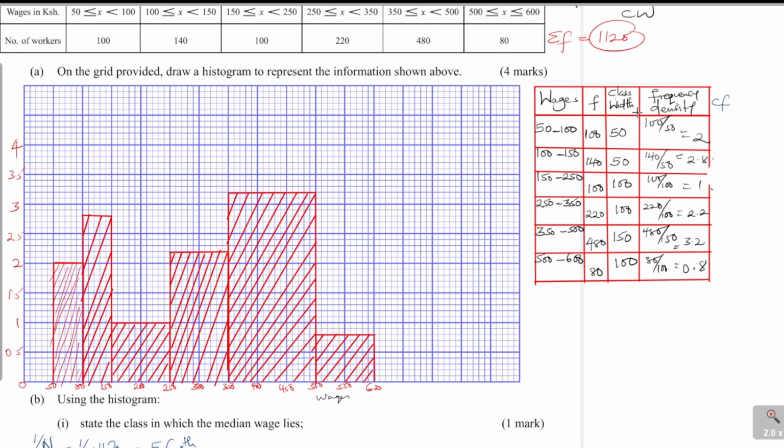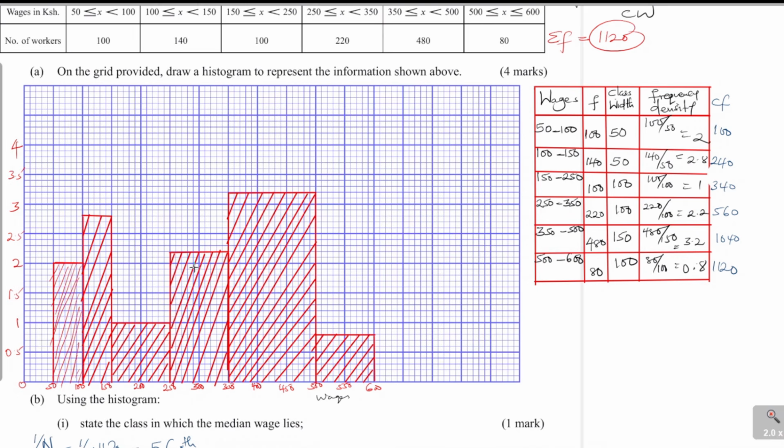So cumulative frequency, this is how we get it. The first frequency is 100. Add to the next, 100 plus 140, that is 240. Then 240 plus 100, that is 340. 340 plus 220, that is 560. 560 plus 480, this will give 1040. Then 1040 plus 80, 1120.